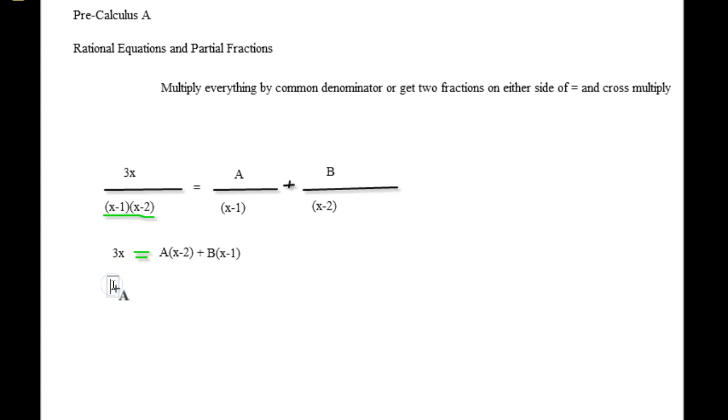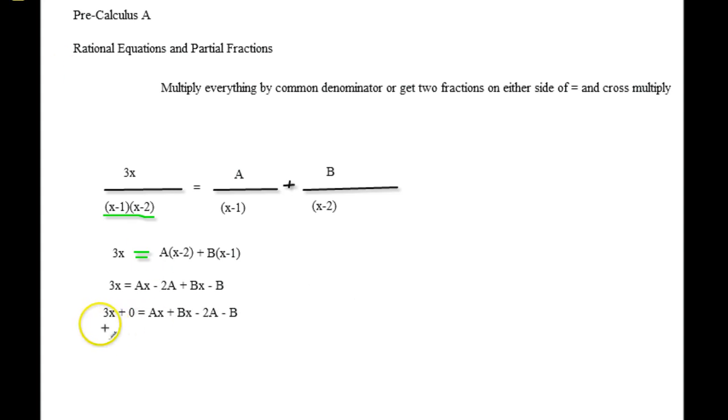And what we would do is separate it. 3x equals Ax minus 2A plus Bx minus B. So we would have it set up right there. Now we'd group everything together, and we'd also add a 0. You'll see why in a sec. So I put the x's together: Ax plus Bx minus 2A minus B.